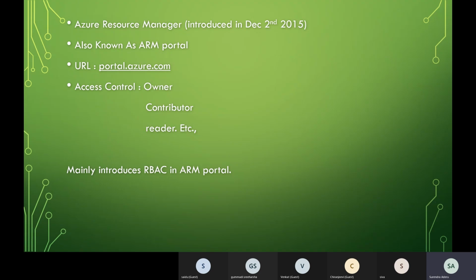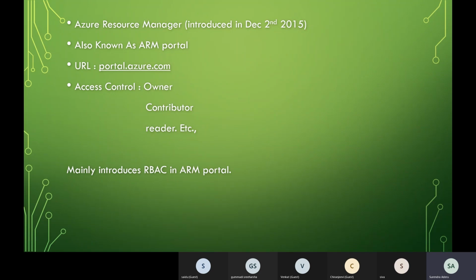The URL for your administration work, if you start working in Azure, is portal.azure.com. This is the URL where you typically manage, administer, troubleshoot and configure, whatever the operations are as part of your cloud journey. Access control is nothing but roles. One of the major features introduced in the ARM portal is that the UI has been completely changed. The classic portal UI and the ARM portal are completely different.